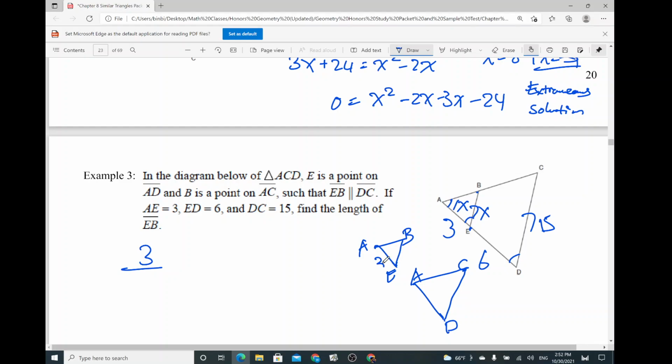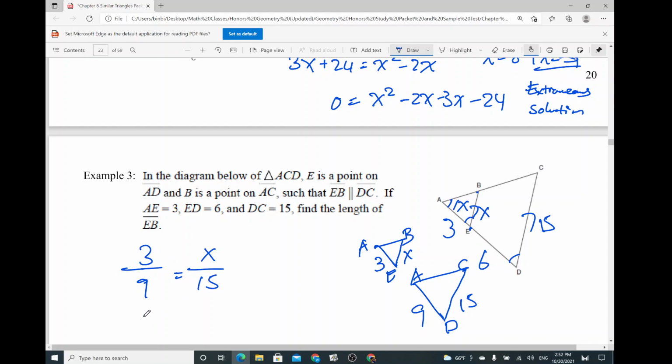So this one is 3. That means the measure of AD would be what? 9. And then the base here is x, so the base of this triangle here is 15. So the way to set up the ratio, the proportionality statement, is 3 over 9 equals x over 15. If you try to set that as 3 over 6 equals x over 15, then that could be considered incorrect. Okay, so got to be very careful.